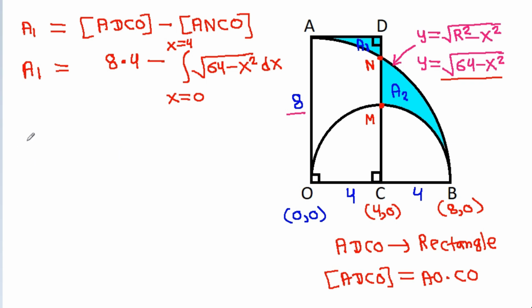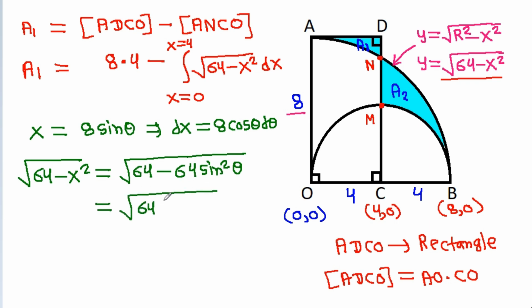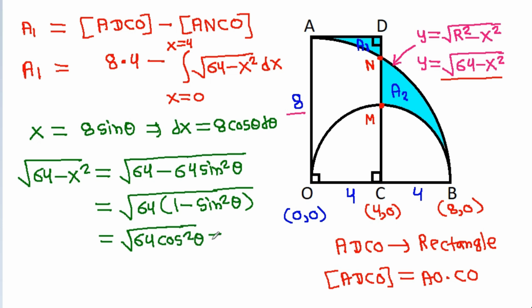And now if we take x is equal to 8 sine theta, then dx will be equal to 8 cos theta d theta, and square root of 64 minus x square will be the square root of 64 minus 64 sine square theta, and it is square root of 64 times 1 minus sine square theta, and it will be square root of 64 cos square theta, that will be 8 cos theta, and x is equal to 8 sine theta.